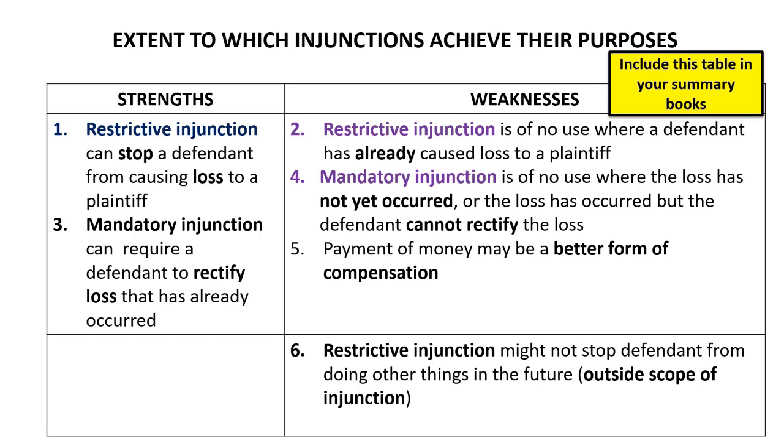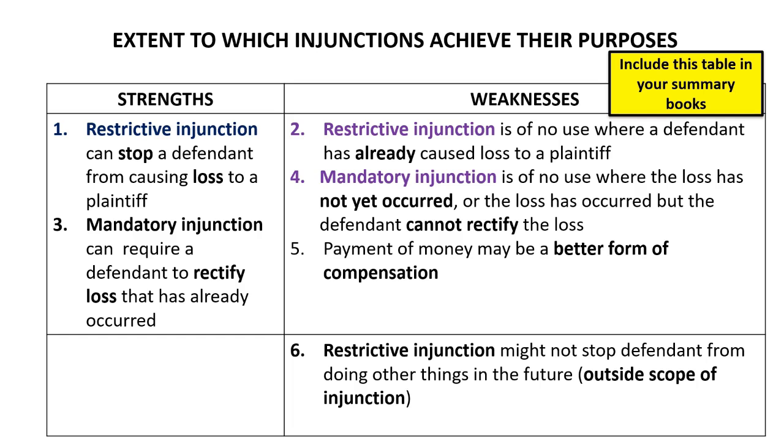Thinking back over both the first video and this video, you can see that damages and injunctions have both strengths and weaknesses in their ability to achieve the overarching purpose of civil remedies, that is, to restore a plaintiff as far as possible to their original position. This means that it will often be a combination of damages and injunctions, rather than just damages or just an injunction, that will best achieve this overarching purpose of civil remedies. And so it will often be the case that a plaintiff who is suing a defendant will request the court to award both damages and an injunction to the plaintiff.